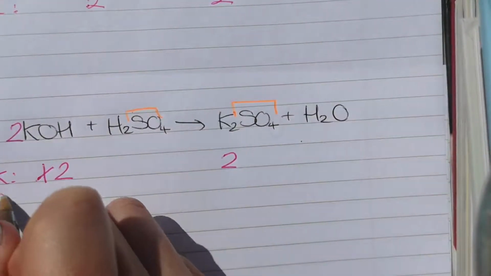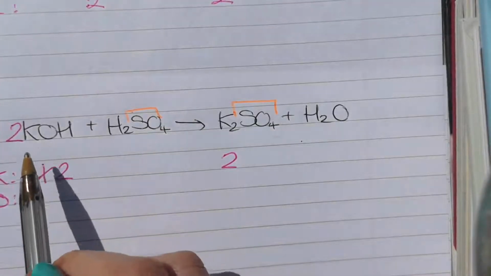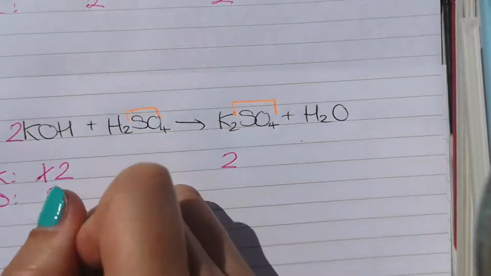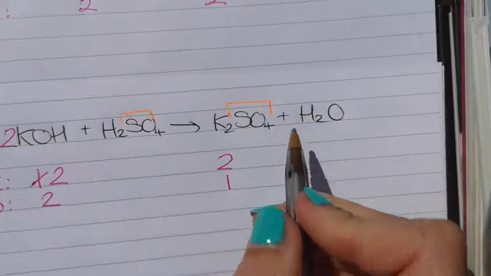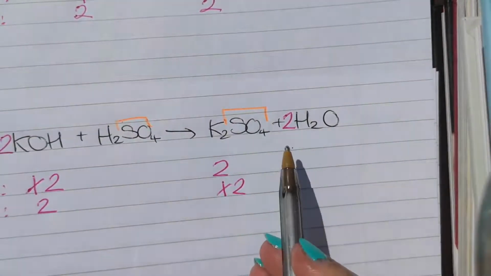The next thing I come to is my O. Now I'm not going to include the Os in the SO4 chunks. So on this side I've got 2, and on the right hand side I've just got 1 in my water. So I'm going to want to pop a 2 in front of my water to double those oxygens.